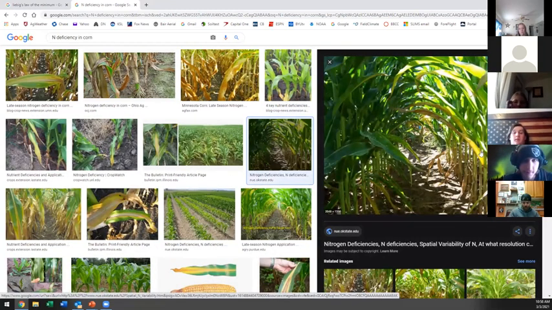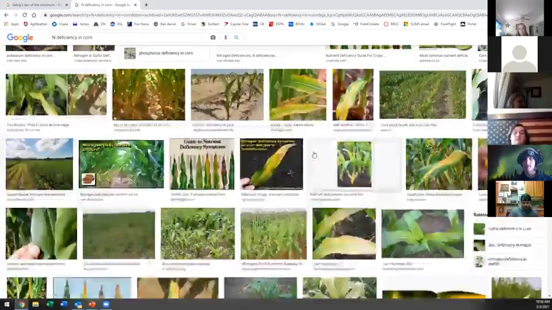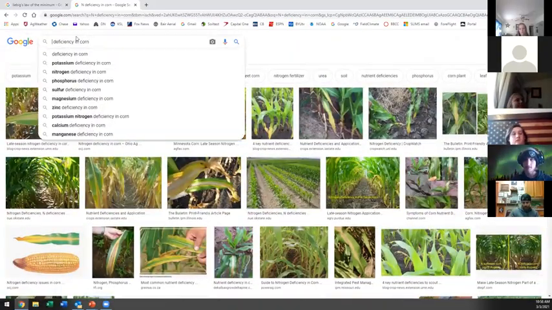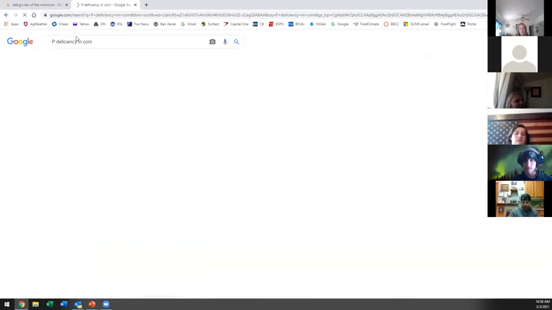Here we go, yellowing down here, and then it gets greener as it moves up the plant. So, yeah. Let's look at one more. And this one is easy to identify. A caveman could do this one.